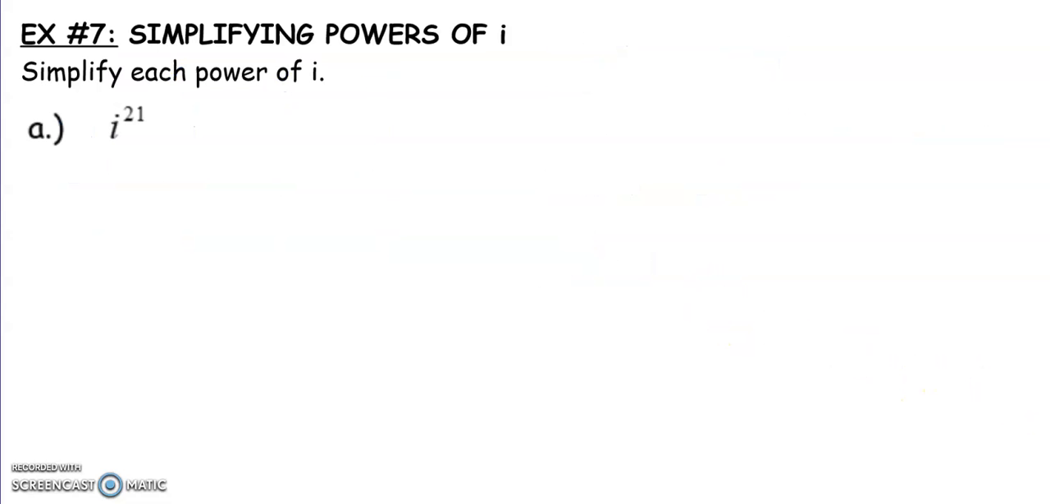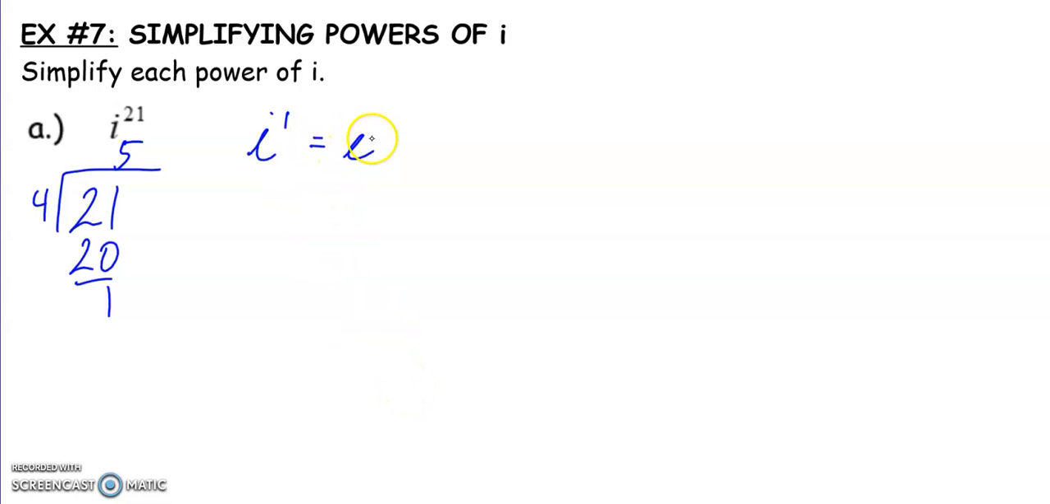Now let's take a look. How's that going to work? So we have i to the 21st power. Since I'm looking for the remainder, I am going to do a little long division. 21 divided by 4. How many groups of 4 can I get from 21? Well, I can get 5 groups evenly with a remainder of 1. So i to the 21st power can be rewritten as i to the 1st power, which is just i. Boom. That was easy enough.